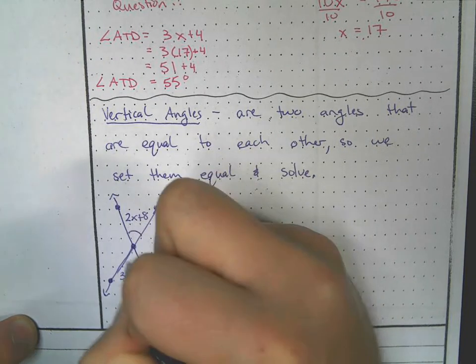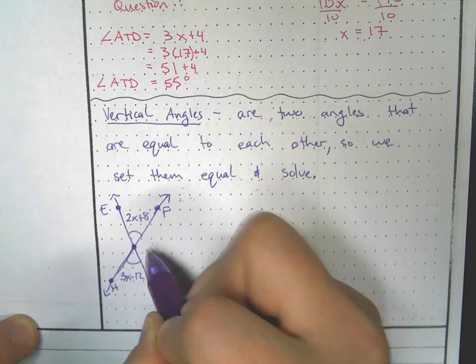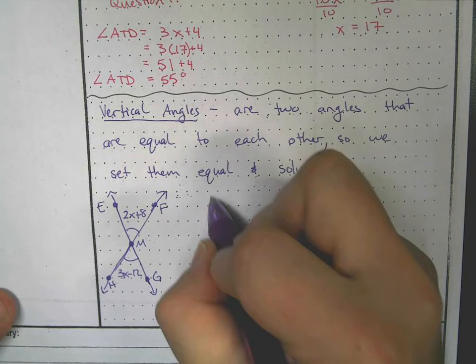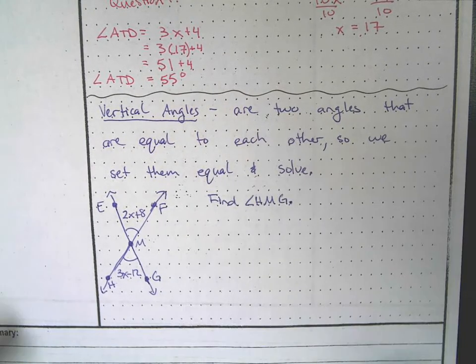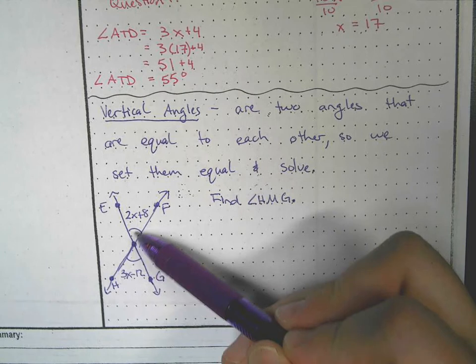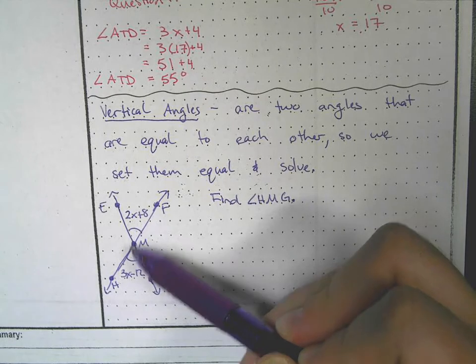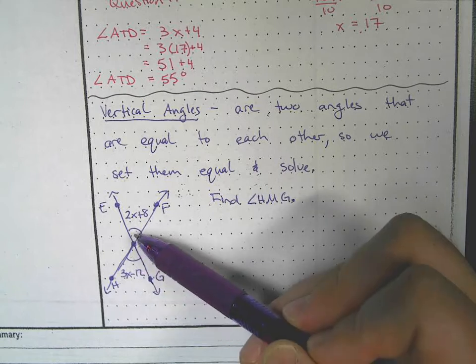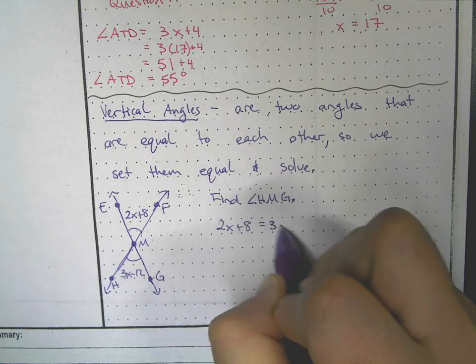So we'll go E, F, G, H, M. So let's find HMG. Find angle HMG. So that's our instructions. To do so, since they're vertical, they're across from each other, they're not next to each other, they don't share a side, they only share the vertex, so they're on the opposite sides of the vertex. So that's what makes them vertical, opposite sides of the vertex. And so we'll say they're equal to each other. So I'll say 2x plus 8 equals 3x minus 12.